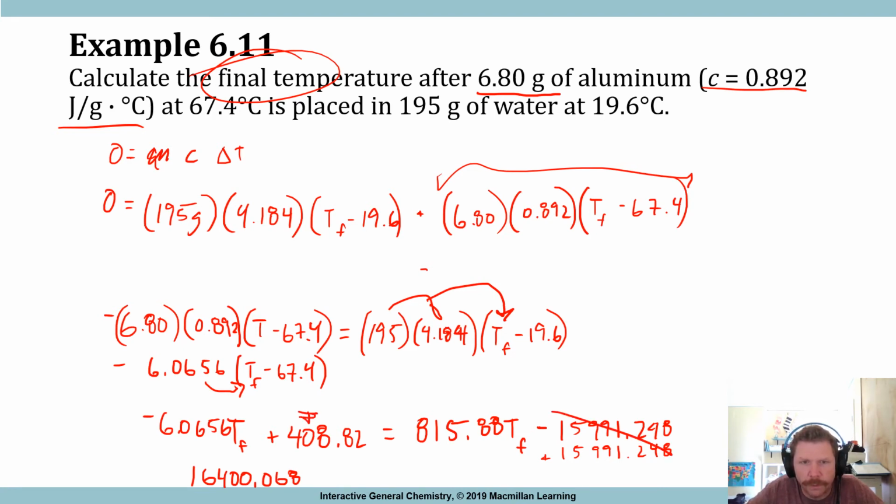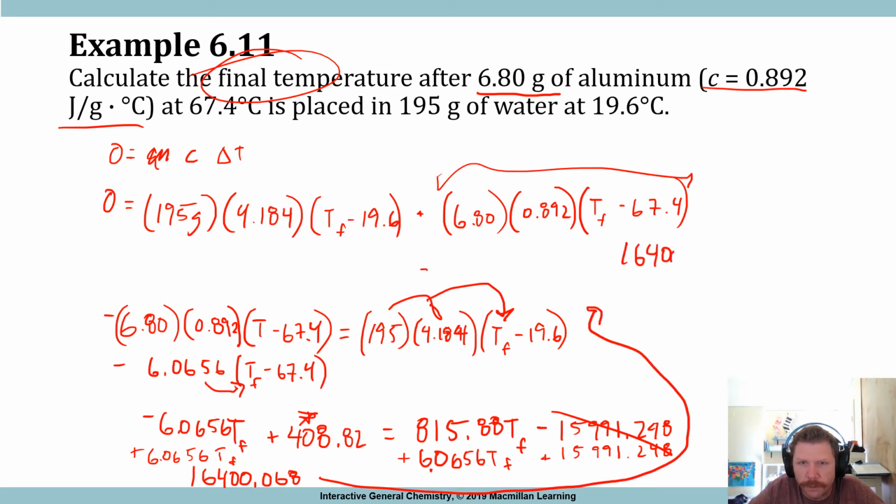Now to get this negative over to the other side, I'm going to add 6.0656 T sub F to this right here. So that will be 815.88 plus 6.0656 equals 821.9456. So now I'm going to get it a little bit more organized. I'm going to say 16,400.068 is equal to 821.9456 T sub F. Divide by 821.9456.